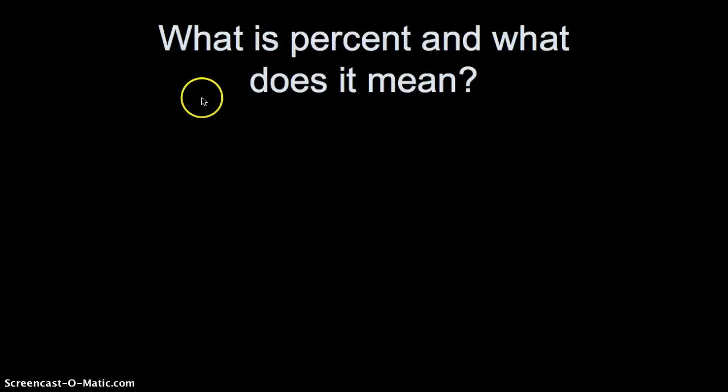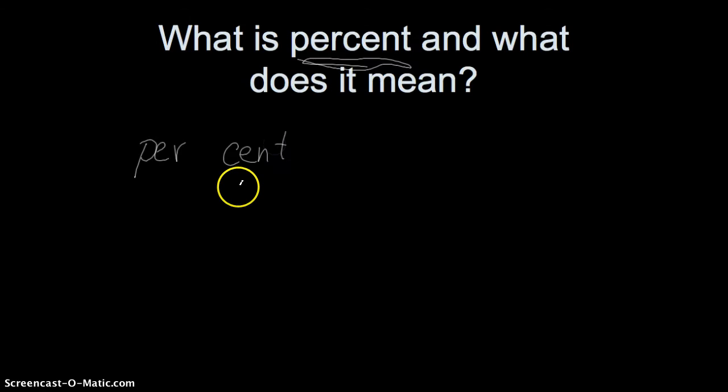What is percent and what does it mean? Well, we have to know what this word is. So what is percent? This word percent: per, cent. We've learned that cent stands for 100 because there's 100 cents in a dollar, and there's 100 years in a century. So cent means 100. Percent means every, or out of 100. So percent means out of 100.